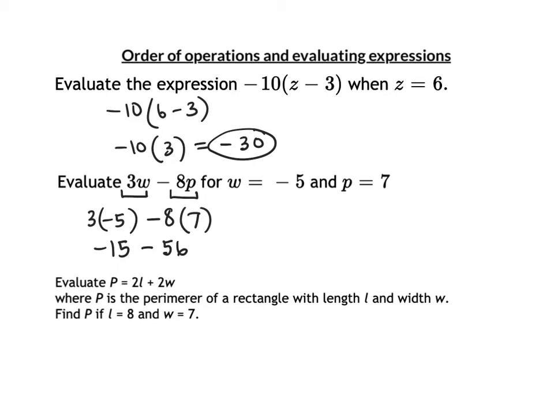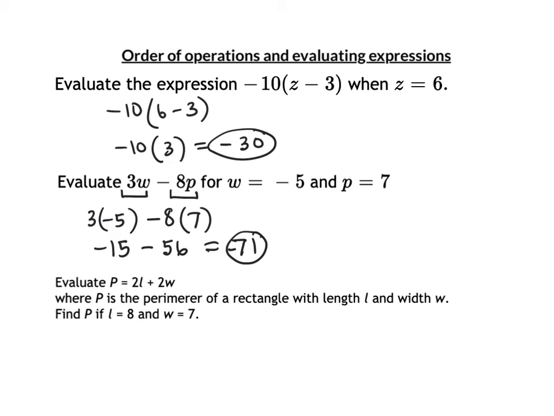-15 minus 56. If I owed 15, well, let's think of it this way. If I subtract 15 and then subtract 56 more, I subtracted a lot. I subtracted 71. Or if I was at -15 on the number line and I subtracted 56, I go 56 to the left. I would end up at -71. Almost forgot the negative.